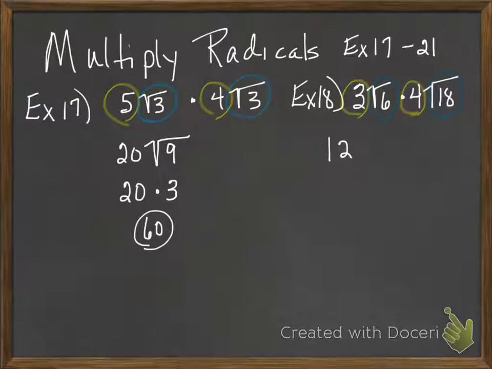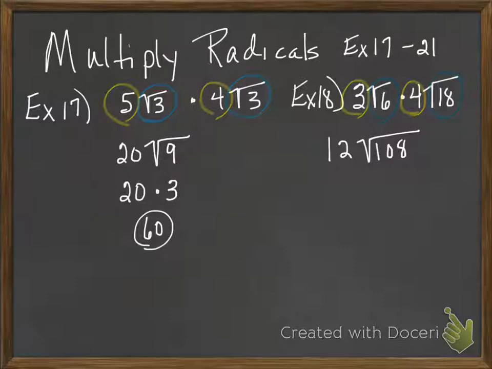I need a little help there. What's 6 times 18? 108. You just got to remember to put 108 back underneath your square root. So anytime you multiply two square roots together, you've got to put that product, that's the answer that you get when you multiply, back under the square root. Everybody understand the 12 square root of 108.